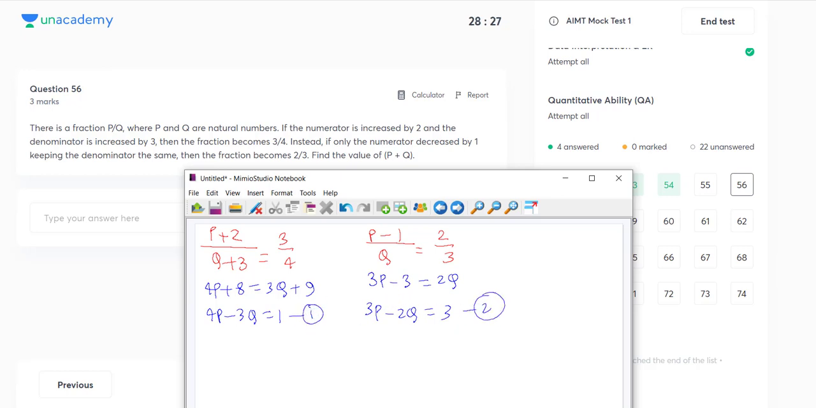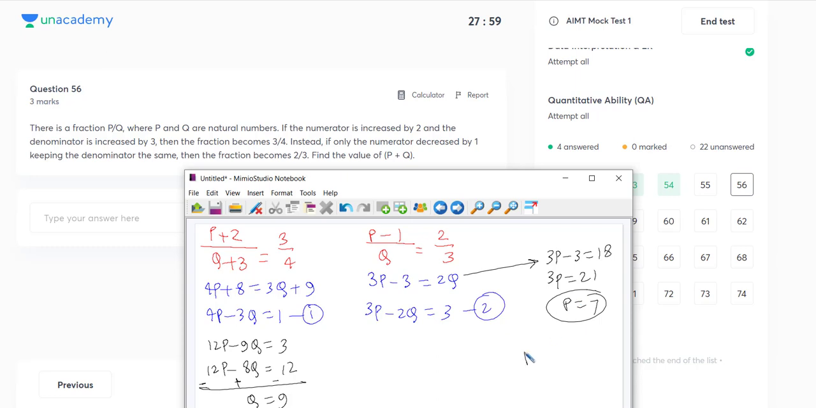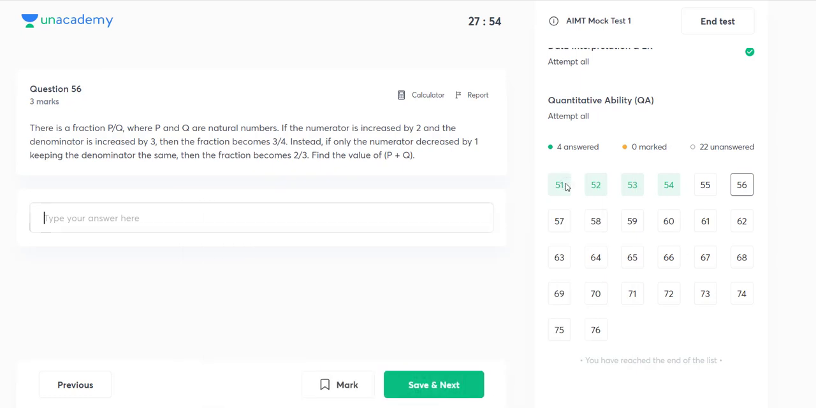Now this is equation 1, this is equation 2. Let's multiply equation 1 with 3. So 12P minus 9Q is equal to 3. Let's multiply equation 2 with 4. So 12P minus 8Q is equal to 12. Let's subtract this now. So we will get Q is equal to 9. Let's put Q is equal to 9 here. So 3P minus 3 is equal to 9 into 2, that is 18. So 3P is equal to 21. So P is equal to 7, Q is equal to 9. So P plus Q, that is 7 plus 9, is equal to 16. 16 is the answer. Let's type 16 and let's move ahead.